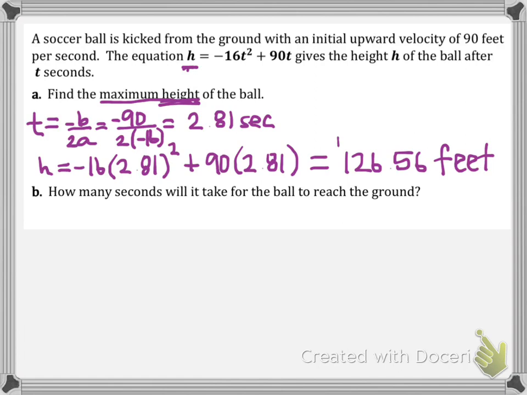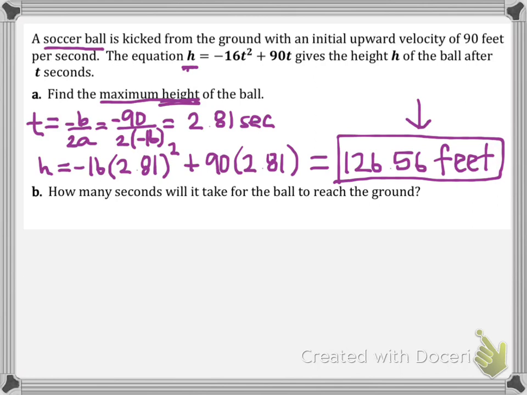So the maximum height is going to be 126.56. So when I kick that soccer ball from the ground with a velocity of 90 feet per second, the maximum height is going to be 126.56 feet.